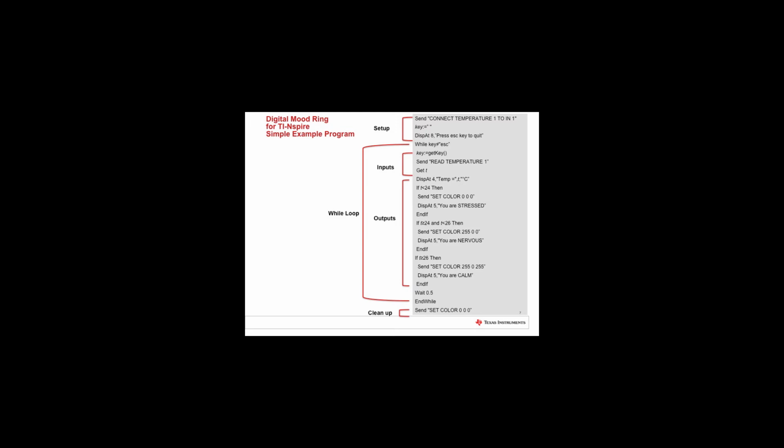After the inputs are collected, the loop moves to a section with commands for outputs. The first output is a command to display the temperature value. Then the fun of determining the mood begins, with a series of if-then statements defining mutually exclusive temperature levels and the moods that go along with each level.